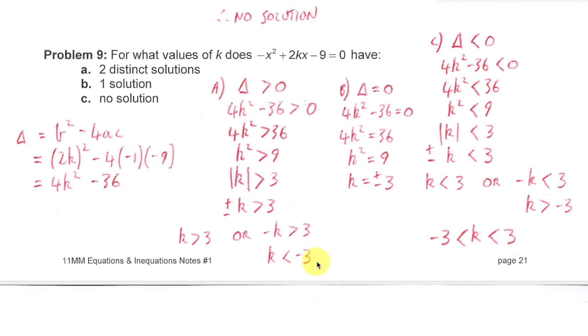So if we think about a number line now, and I haven't got anything written down, but I've got negative 3 here and positive 3. Those exact values will produce one and only one solution. Anything in between negative 3 and positive 3 will have no solution. Above positive 3 and below negative 3 will have two solutions.